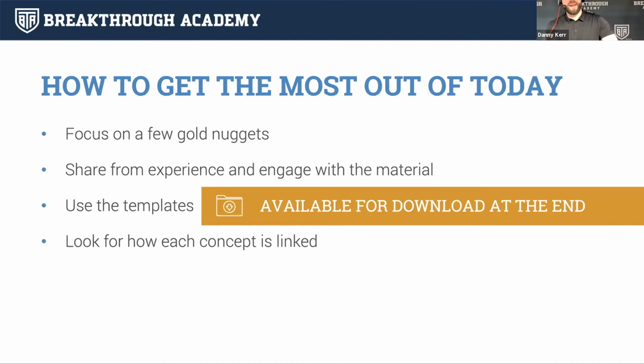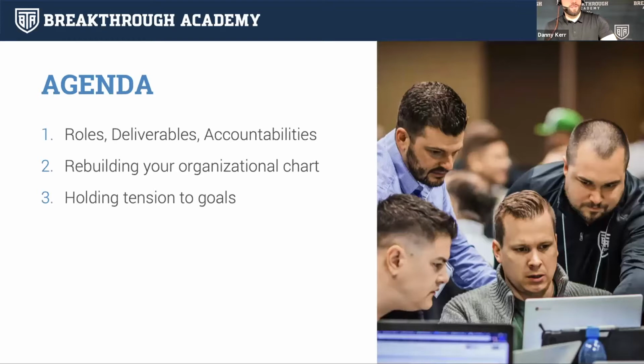Thank you. Okay, so agenda. We're going to start by defining the fundamental structure of an org structure. So roles, deliverables, and accountabilities. Then we're going to take those definitions and we're going to put them into action by showing how to build an organizational chart. And then we're going to talk about how to take all of that and use that to hold accountability to your people, hold tension to their goals. Okay.